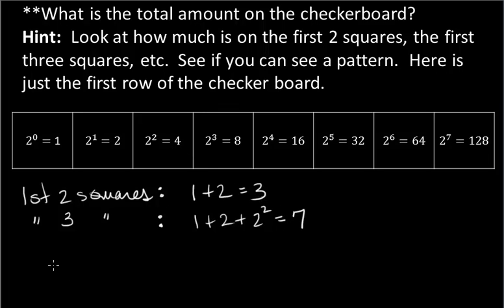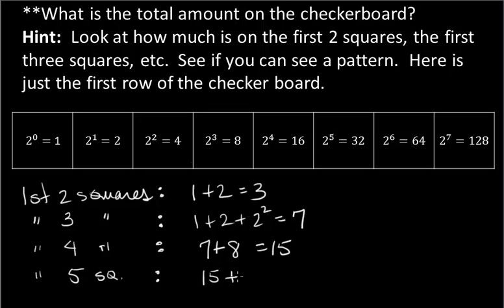Just add up. How many are on the first 4 squares? Well, that's going to be the amount that was on the first 3 squares, 7, and we're going to add 2 cubed to that, which is 8, and we get 15. How about the first 5 squares? Well, we're going to take what was on the first 4 squares, 15, and add how much is on the 5th square. Well, that's 2 to the 4th, 16, and we get 31.